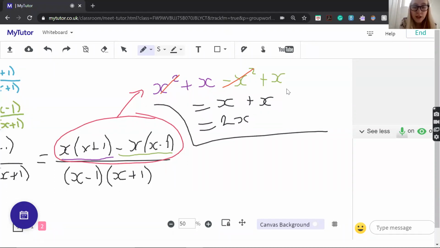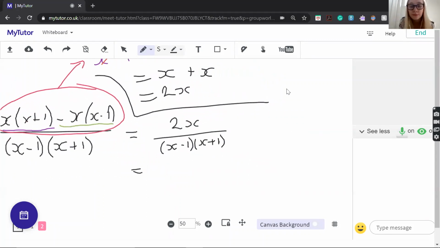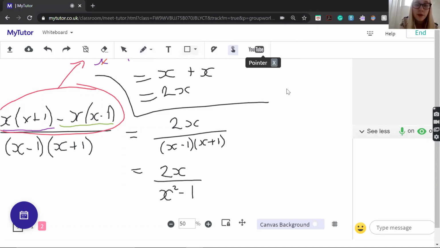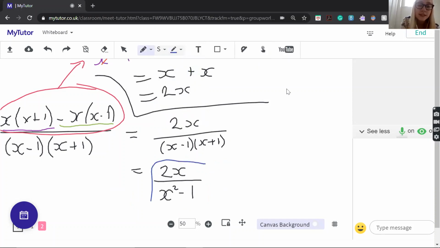So then if we section that bit off, this whole fraction here, we just said that the numerator equals 2x over our denominator. And if we think about what our denominator is, when we expand it out using the FOIL method, we get x squared plus x minus x minus 1, which just equals x squared minus 1. So we get 2x over x squared minus 1. And this is as simple as we can make this. So this is the fraction in its simplest form.